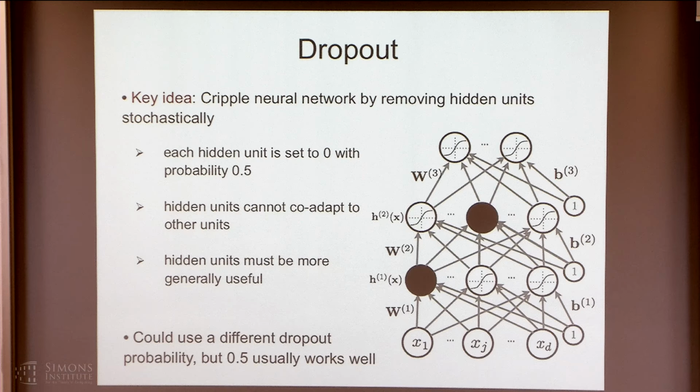You could use a different dropout, but 0.5 typically works well. Again, it's a hyperparameter that you have to choose. You do this before training? No, you do it during training. So let me show you what the training is. In the forward propagation pass, you always flip, you always kill these units with probability 0.5.